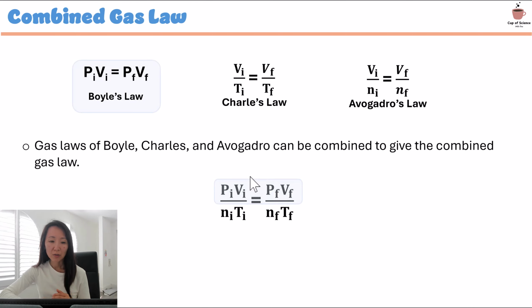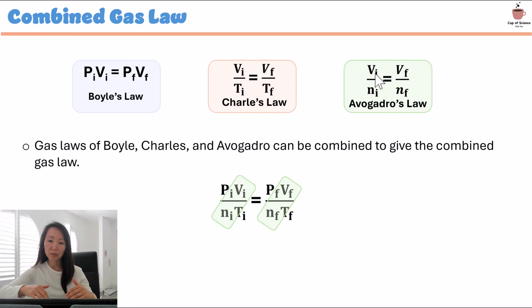So you see Boyle's law, PV, PV, right? Now you see also Charles' law, VI over TI, VF over TF, and that's represented here as well. In Avogadro's law, you see it over here. The volume is on top and the moles on the bottom. Now, this equation could be utilized to do all of the problems that are related to gas law.